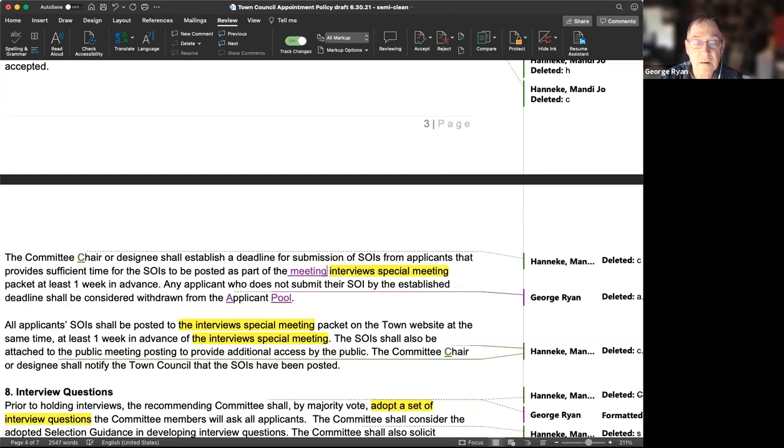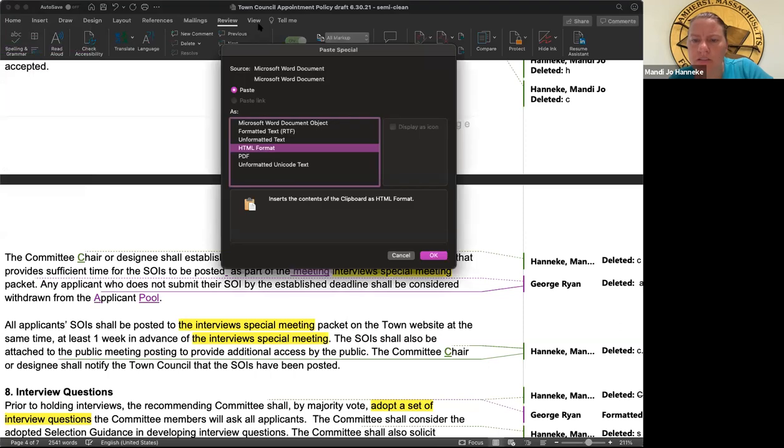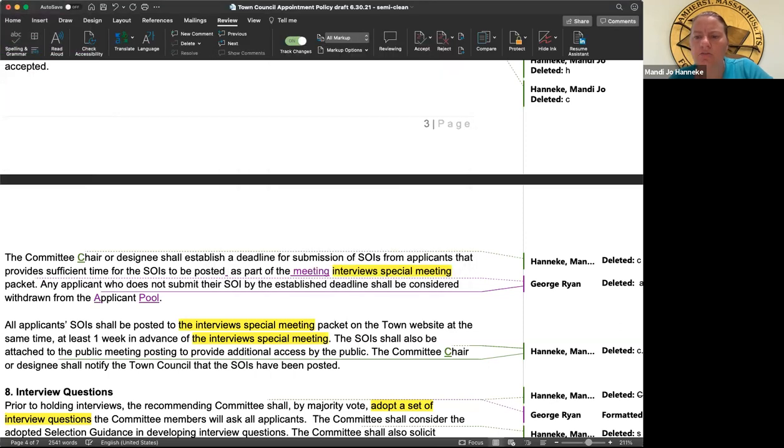Can I suggest one thing? Go ahead. Shall be posted at least 1 week in advance, move the clause. At least 1 week in advance, right after posted. I think it just reads better. So let me cut this. Okay, so sufficient time for this. I'm not sure where to put the shall here. Let me just insert this: time for the SOIs to be posted at least 1 week in advance as part of the meeting packet at which the interviews will take place.